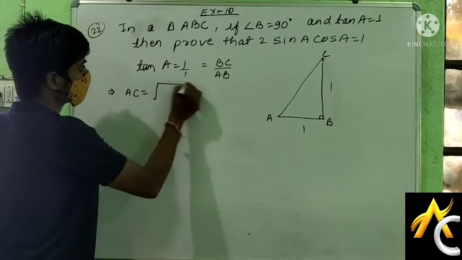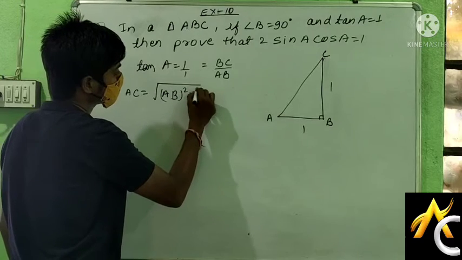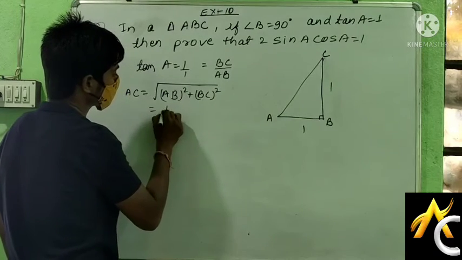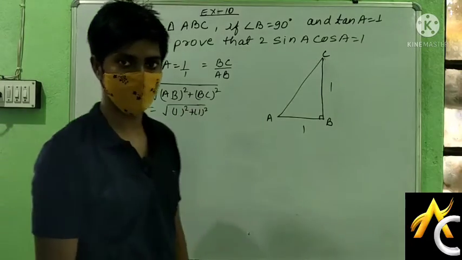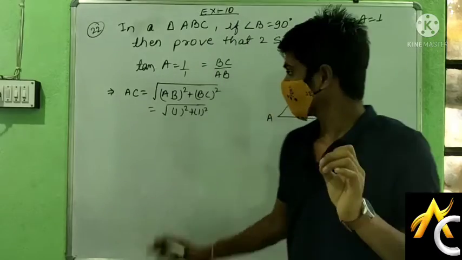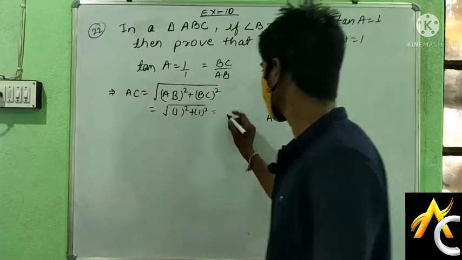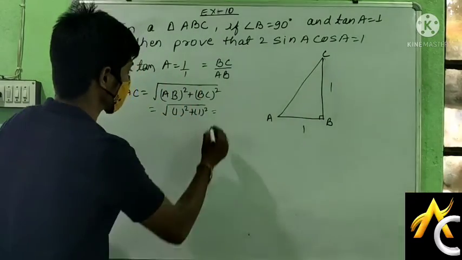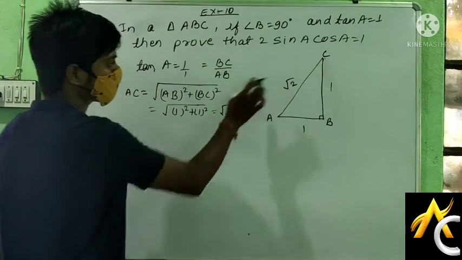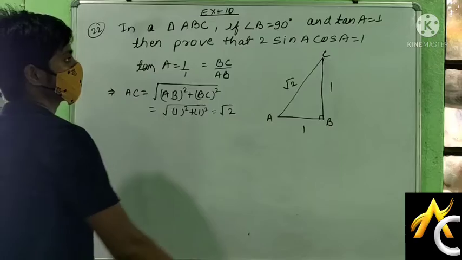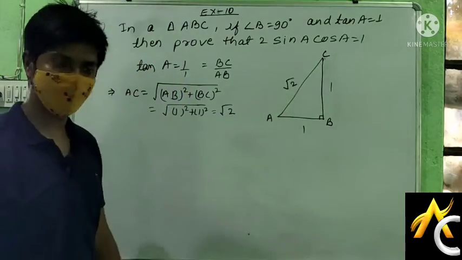AC should be equal to root under AB square plus BC square. Now value of AB is 1 and BC is also 1, so it will be 1 square plus 1 square. Simple. Now 1 square is equal to 1, so it will be root under 1 plus 1, which becomes root under 2. Now we have the value of AC as well. This will be our hypotenuse. Hence we can find the value of sin A and value of cos A.